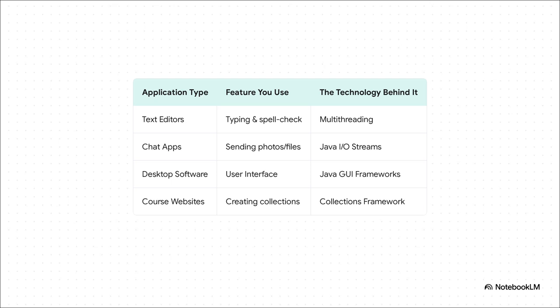You know when you're typing in a text editor and the spell check just kind of runs in the background without slowing you down? That's multi-threading, a key Java feature. Or when you send a photo in a chat app, that's using Java's I/O streams to handle the file. Even the friendly user interface on software like Acrobat Reader is often built with Java's GUI frameworks. Or how about when you're on a learning site and you add a course to your collection? Yep, that's the Java Collections framework at work.